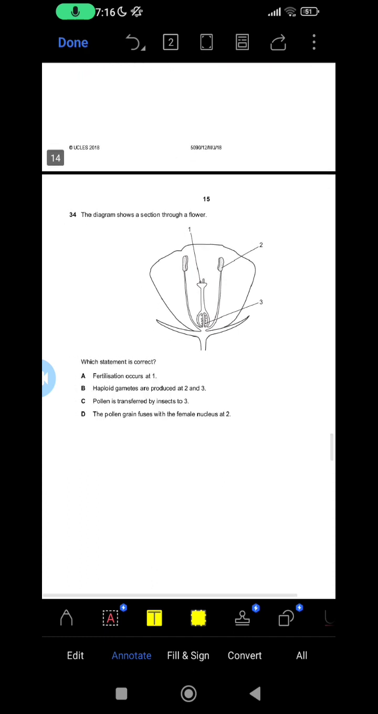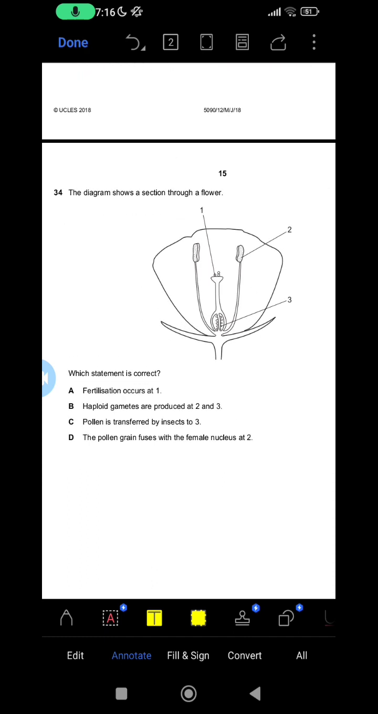The diagram shows a section through a flower. Which statement is correct? Fertilization occurs at 1. As we can see, fertilization does not occur at 1. It occurs in the ovule, which is labeled 3. 1 is not the place where fertilization will occur.